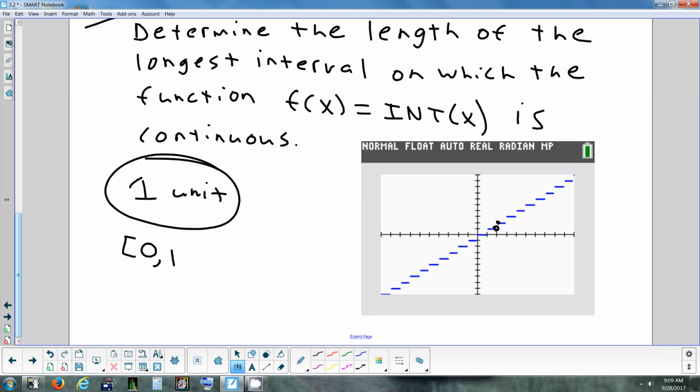So let's go back to this. So 0, I agree with the bracket. But when you get to 1, would you include it or not include it? You would not include it. So I guess technically the longest interval that you can have is 0.9 repeating, but basically 1 unit. Okay. I'm not going to get picky about that right now.